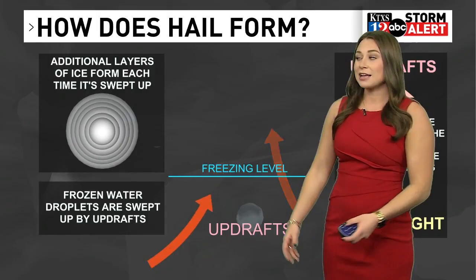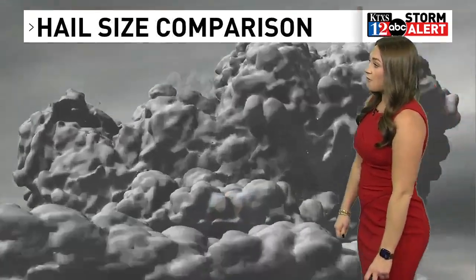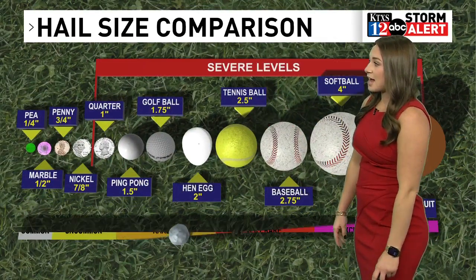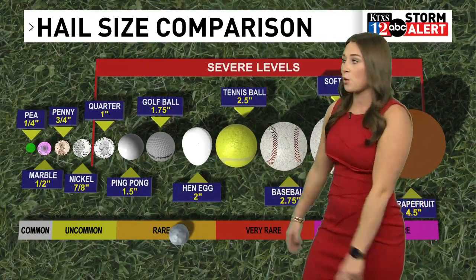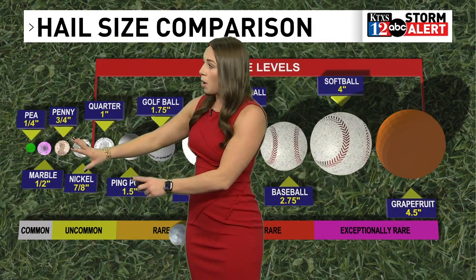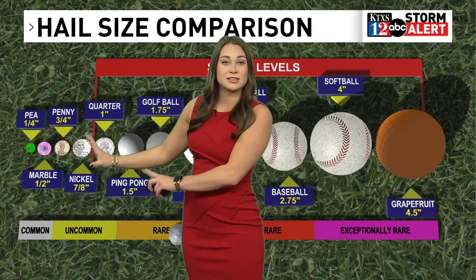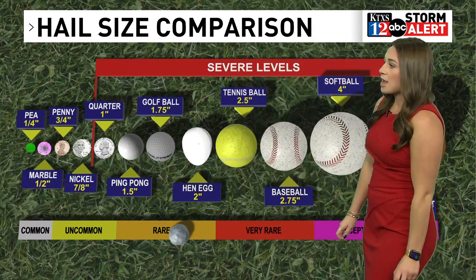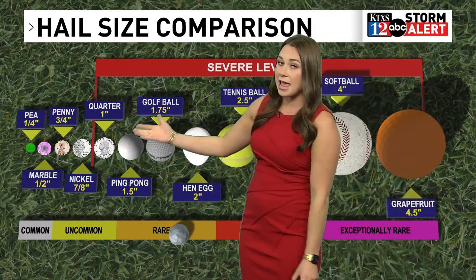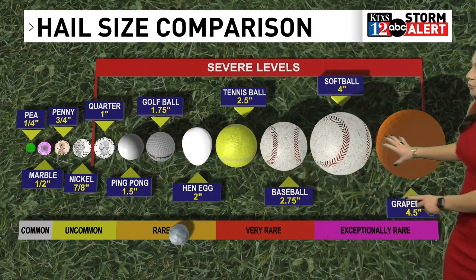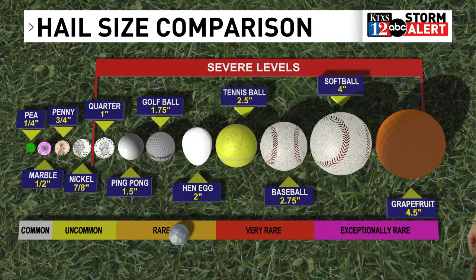Which, speaking of, let's go over those sizes of hail compared to what our normal objects would be. Looking at these sizes here, they get severe very quickly. So looking at pea size being the smallest, about 1/4 of an inch, marble, penny, and then nickel. Once we stop there, everything above that becomes severe levels of hail. Getting up to quarter right here is about an inch, a ping pong ball, a golf ball, and then all the way up to grapefruit size, which is about 4.5 inches.